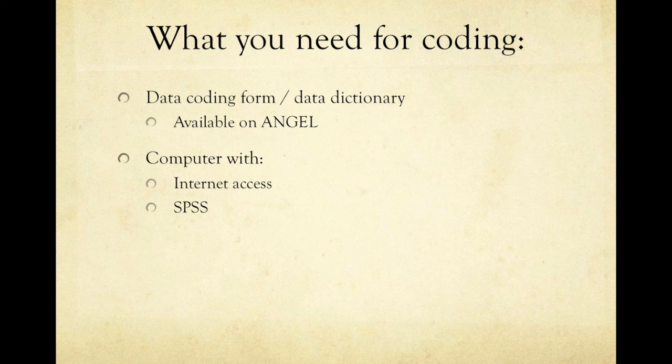In order to complete the data coding sessions for this project, you will need the data forms to be entered. You will pick these up in class, and I will hand them to you, and everyone will get a stack of their own of the questionnaires to code. You will need the data coding dictionary or coding sheet, which is essentially the questionnaire form with the variable names and values written on it. You'll be able to download this from Angel.